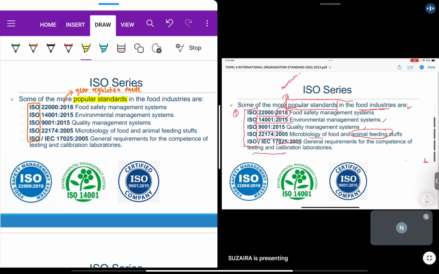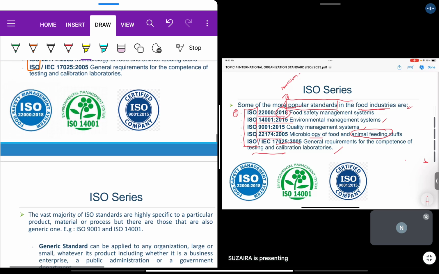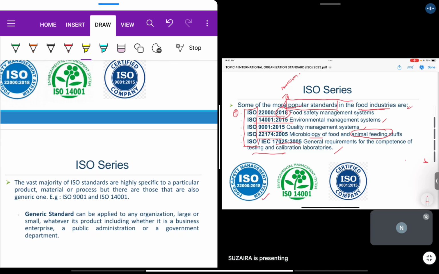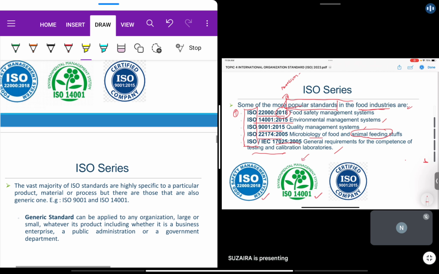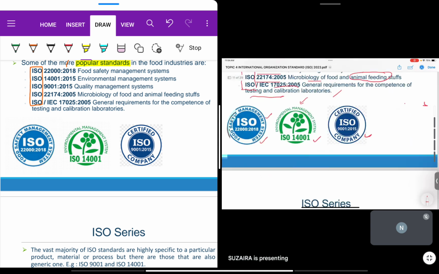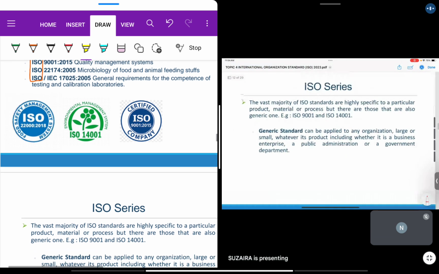That is usually used by a laboratory. Okay, so these are the examples of ISO 22000, 14000. If you look here, this also states the name of the standard. It's like environmental management system. This one is a food safety management system. The other one is ISO 9001, 2015. So that one would be for the series.